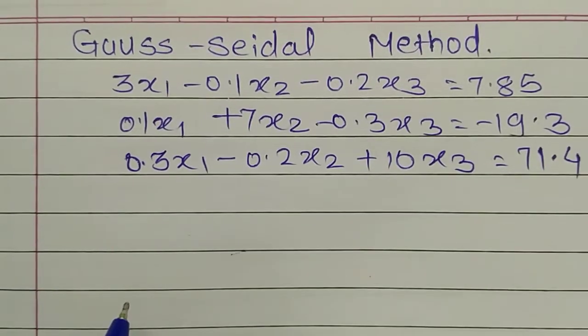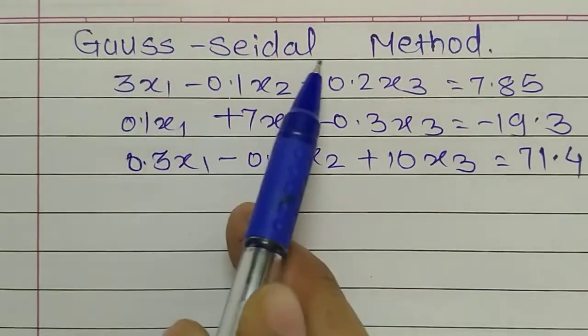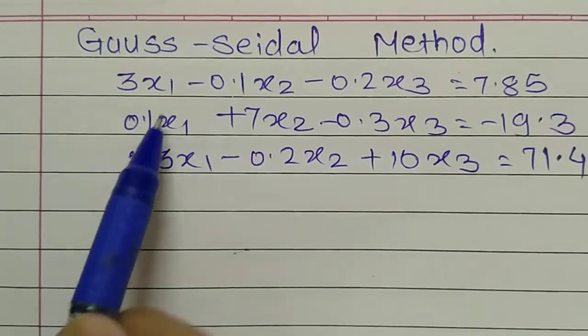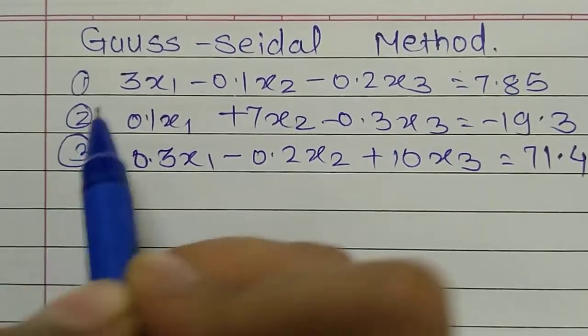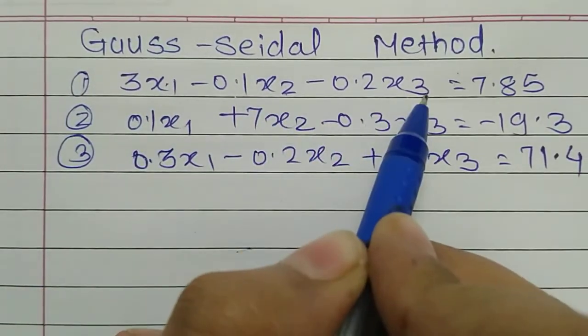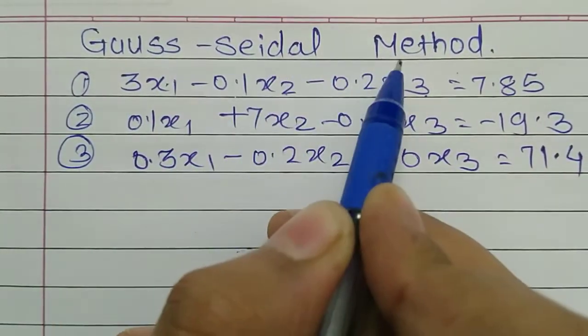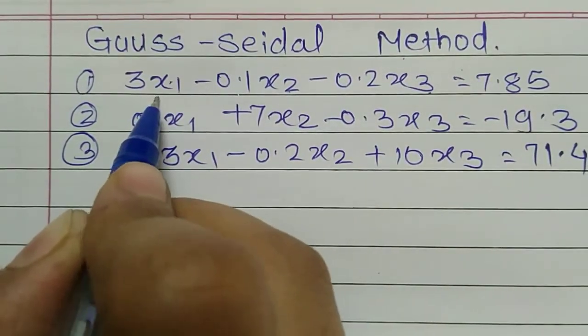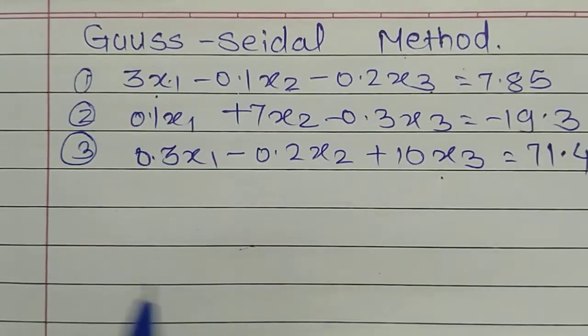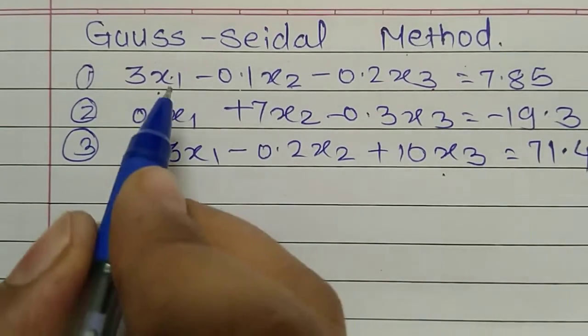So hello friends, today we are going to solve the Gauss Seidel iteration method. Here we can see we have three equations. We have to find the values of x1, x2 and x3 by the Gauss Seidel iteration method. So let's begin. We will find first x1, then x2 and then x3. Basically, I have taken this problem from Chhapra book.